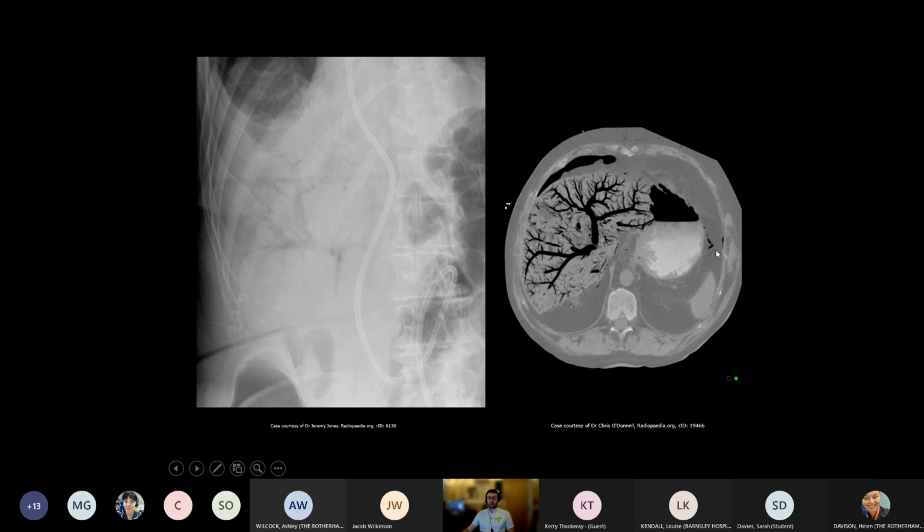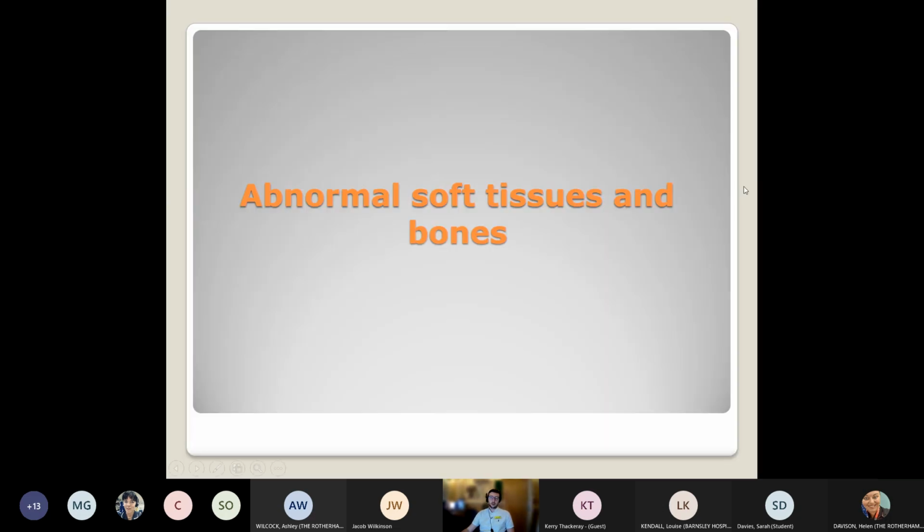Could be some free air as well, maybe secondary to, I would suggest probably, some kind of nasty inflammatory bowel disease. So those are the pathologies associated with abnormal bowel gas patterns.